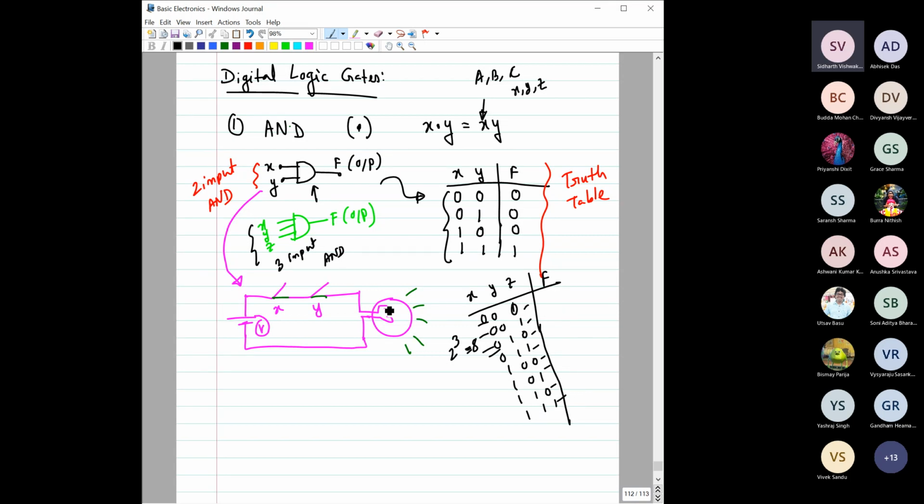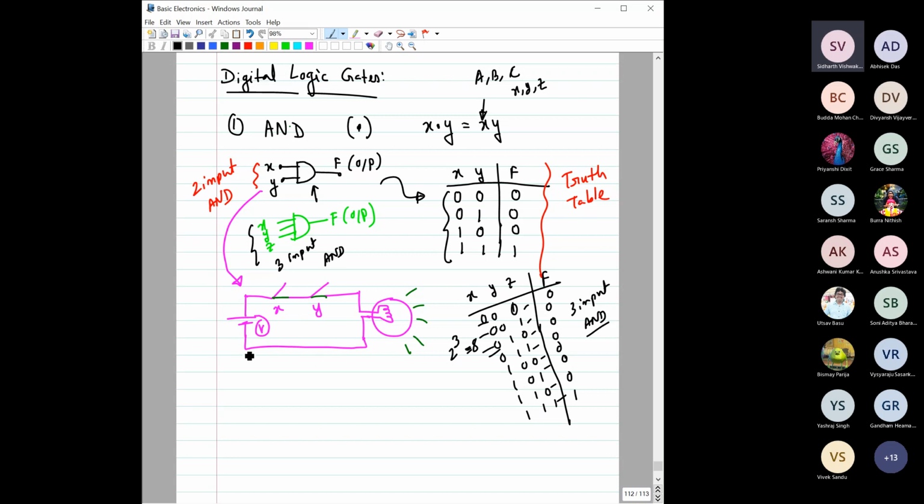Let us do that quickly. This is an AND gate, so the output would be 1 only when all the inputs are equal to 1. Only for this combination the output would be 1. For all the others, the output would be 0. So this would be the truth table for this 3 input AND gate.